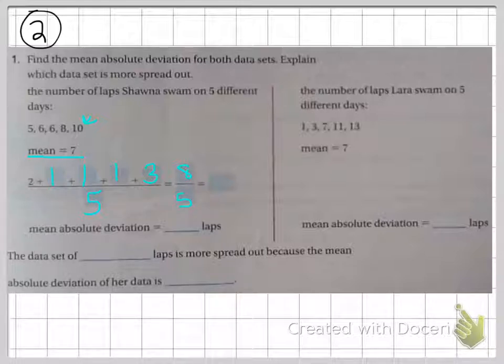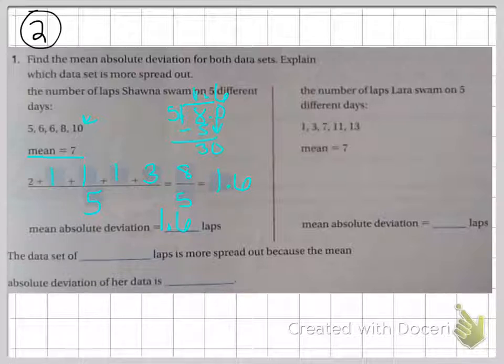So a little refresher on how to do that. 8 divided by 5. 5 goes into 8 once, so that's 5, leaving 3. Add your decimal and a 0, bring it down. 5 goes into 30 6 times. So you have 1.6. So her mean absolute deviation, I keep saying that backwards, sorry. Mean absolute deviation is 1.6 laps.